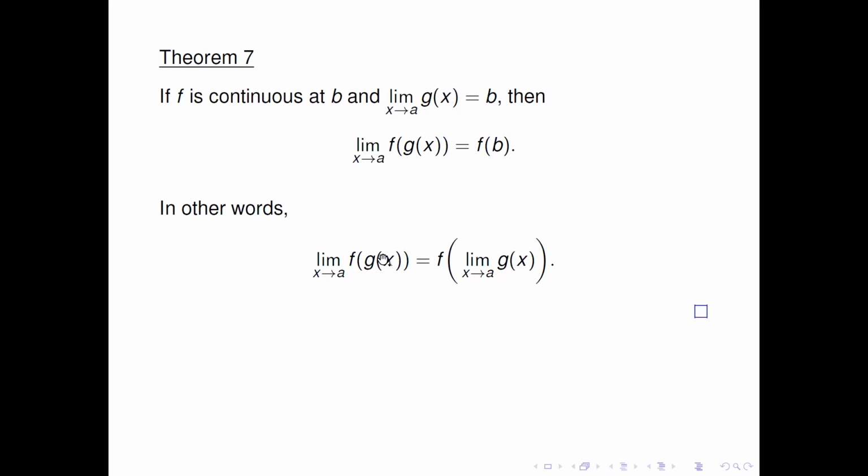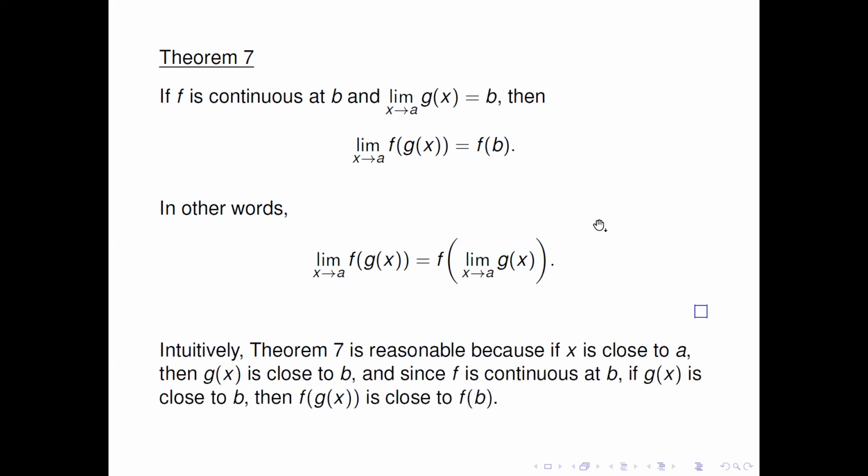So notice what we've done. We've taken this limit expression and moved it to inside the bracket. So we've taken the f and moved it out there. That's simply what this theorem is saying. And notice there are conditions that this f must be continuous at the point b. So it must be continuous at that point there. Remember, b is just a different way of writing that limit, right? It's the same thing.